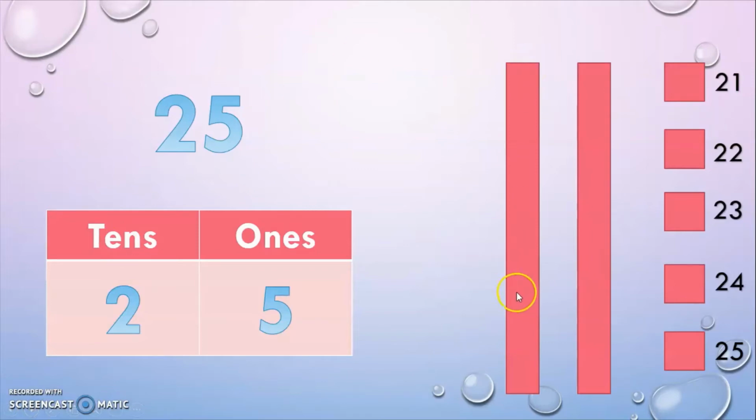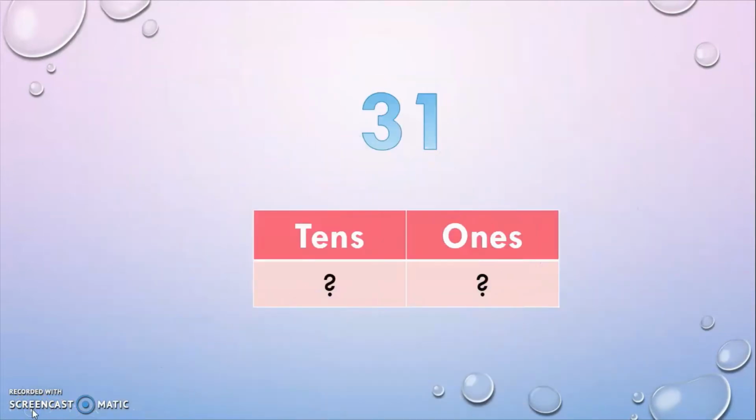Remember, these stacks here is a group of 10. You're not drawing each cube. This long stack means one group of 10, so it's 10. How much is it worth? 10, that's right. So 2 tens, which gives us 20. All right, try this one, 31.